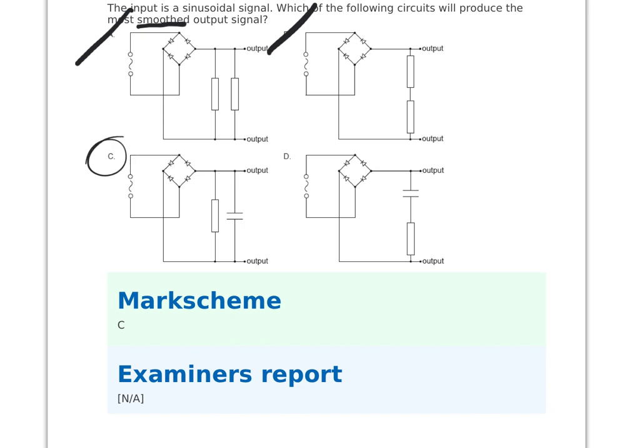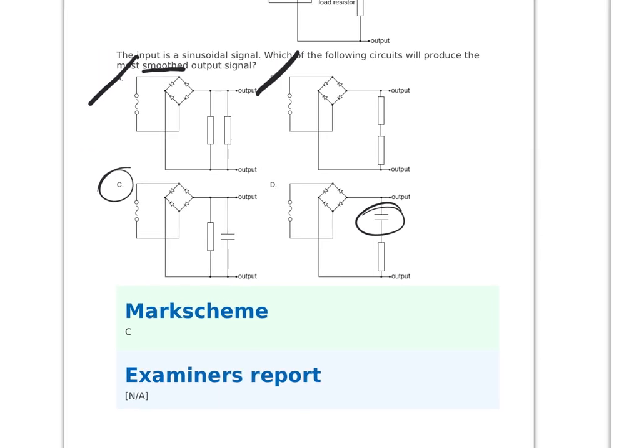D includes the load and the capacitor. Here's our capacitor. But the problem with that is that there's going to be no current flow while you're waiting for the capacitor to recharge. Whereas for C, while you're waiting for the capacitor to recharge, there will still be current flow through the resistor in parallel beside it. And so it produces the most smooth output signal.